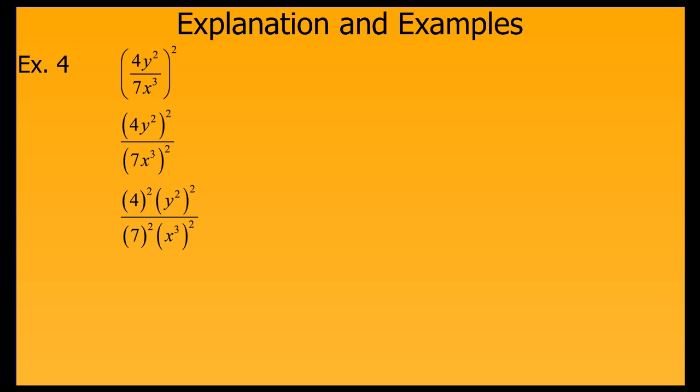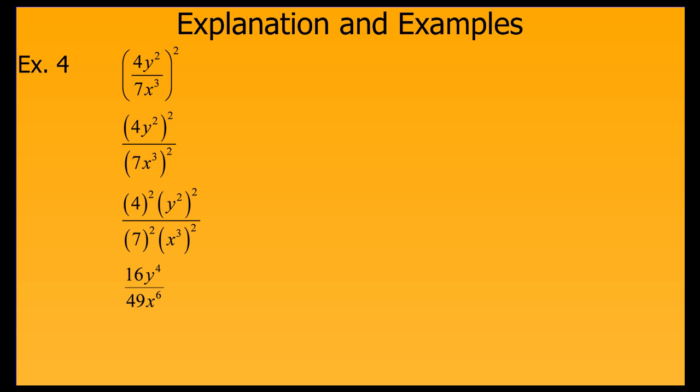Then I can use my property for a power of a product to write the numerator as 4 to the 2nd power and y to the 2nd to the 2nd power. And the same with the denominator, 7 to the 2nd power and x to the 3rd to the 2nd power.